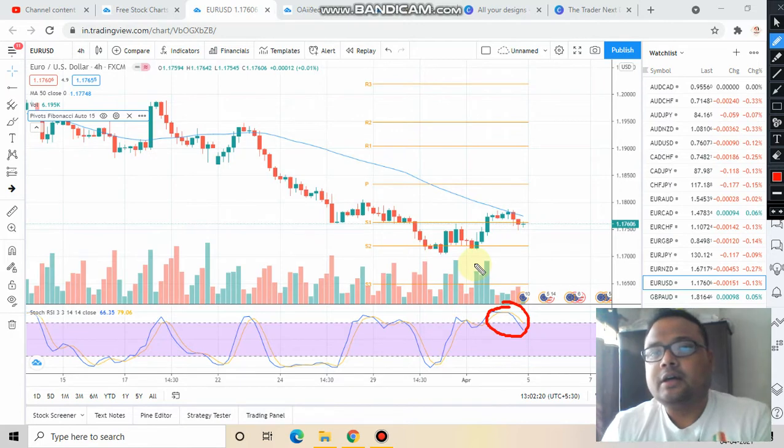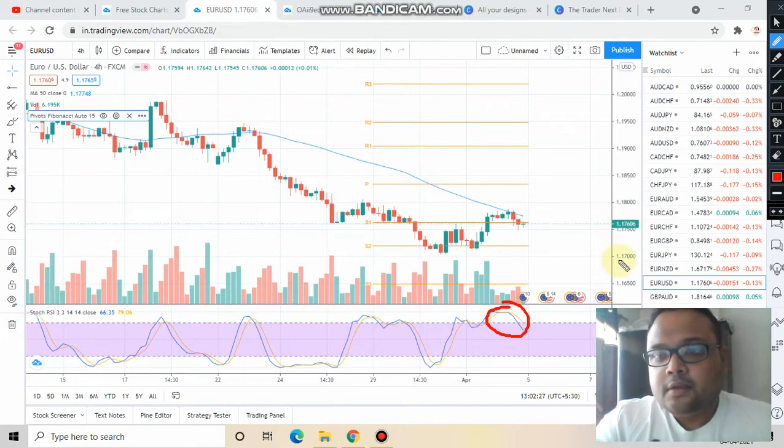You can still short the market, because right now market is trading at 1.1760. So easily you can trade for 40-50 pips. This will be your target if you short the market here.